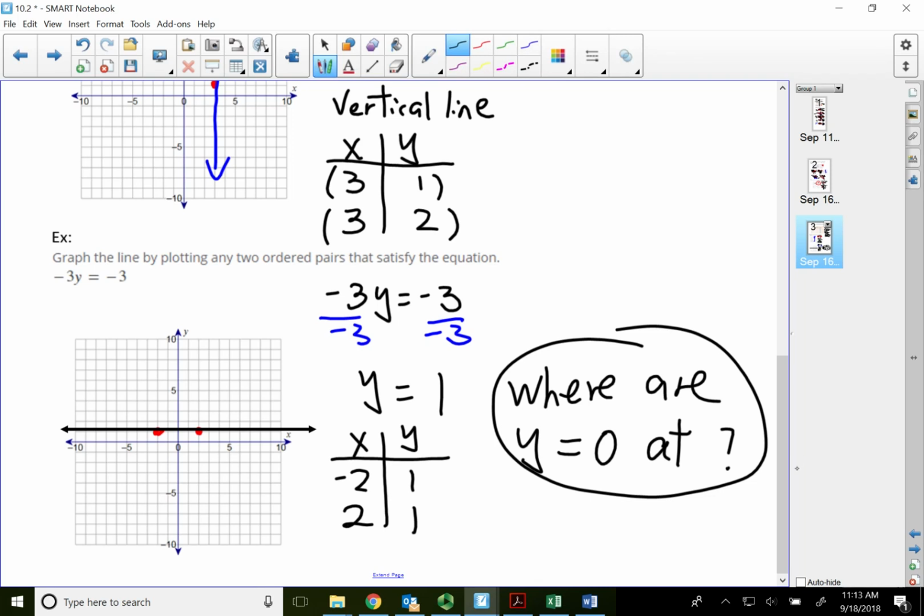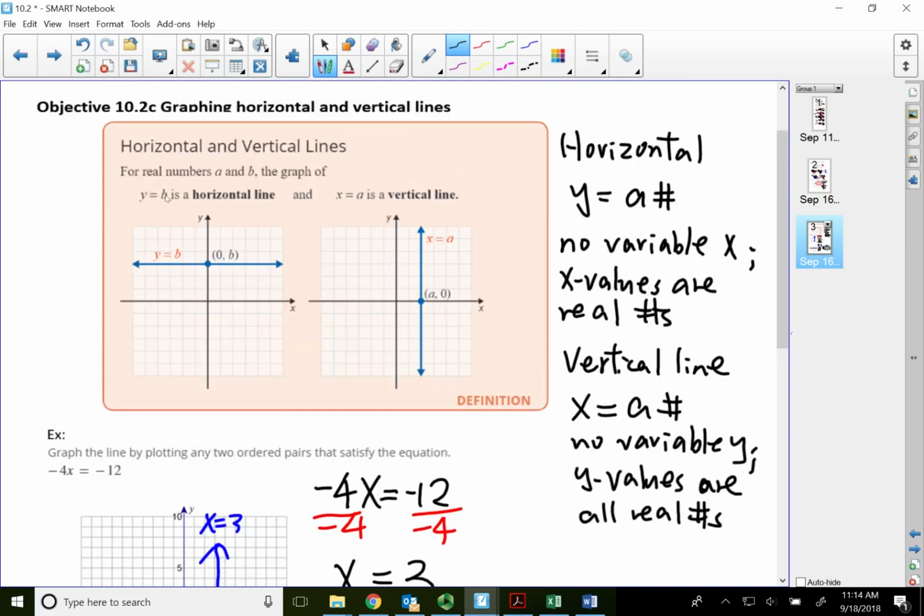That will conclude this lecture video on vertical and horizontal lines. Please memorize what they look like and what equation is associated with each.